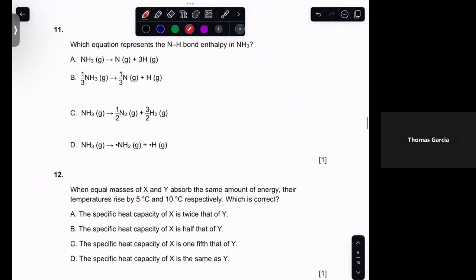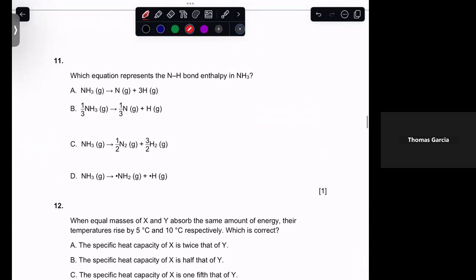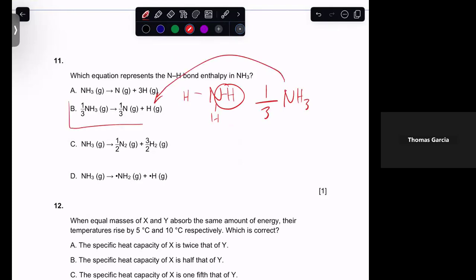All right, number 11. Which equation represents the N-H bond enthalpies in NH3? What we're trying to identify in NH3, which has 1, 2, 3 of these, is just 1. So we're looking for 1 out of 3, or 1/3 NH3. There's only one thing that actually references 1/3 NH3. That's B. There's our answer.